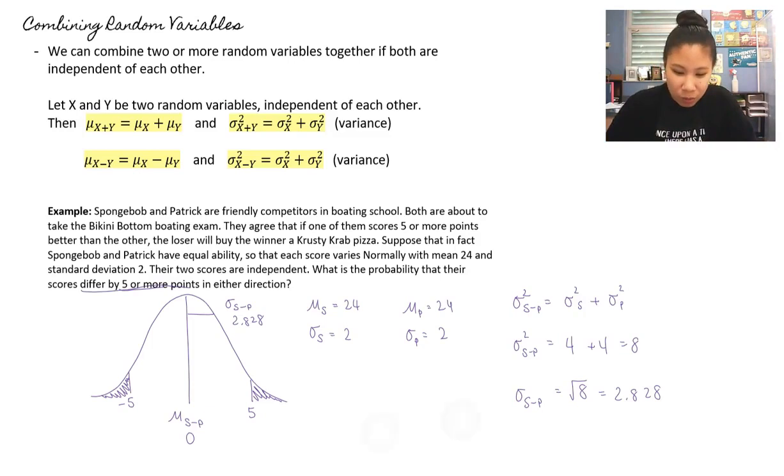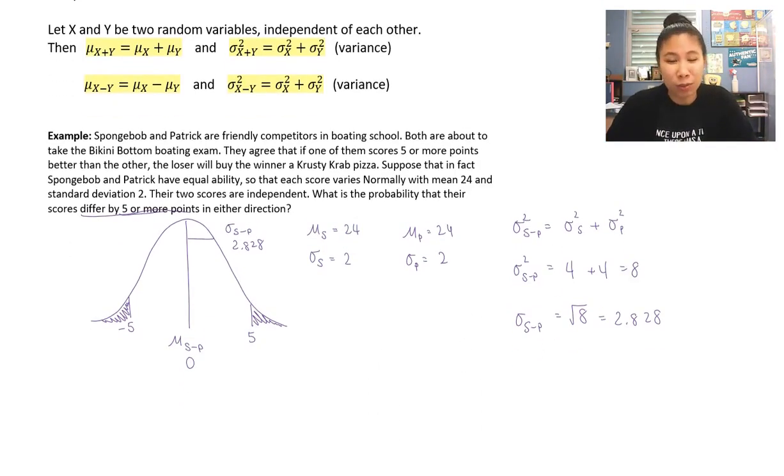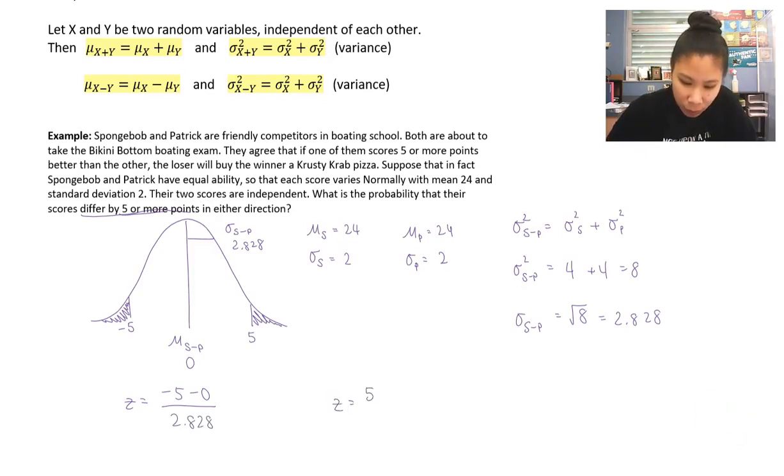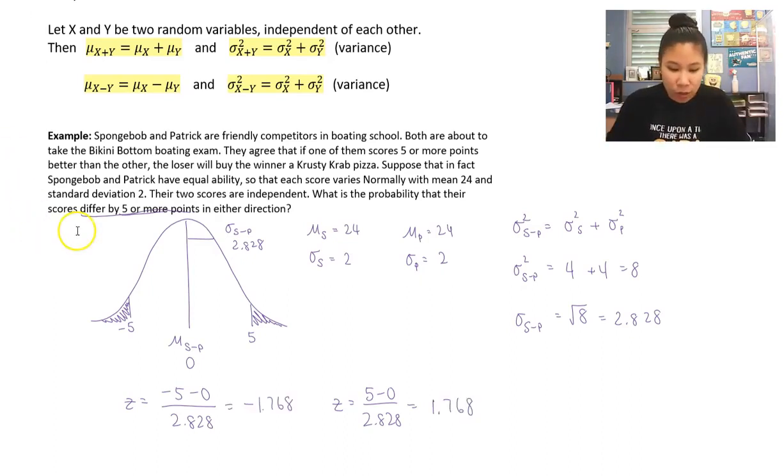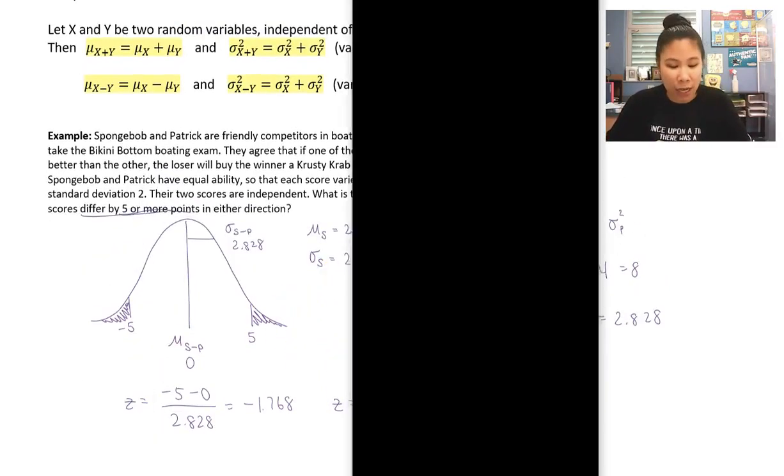All right, so at this point, we do our problem like normal. We find our z-scores for each. So we have -5 minus a mean of 0 divided by the standard deviation of 2.828. We'll also have a z-score of 5 minus 0 divided by a standard deviation of 2.828, which is really the same z-score, just one positive, one negative. So I got z-scores of plus or minus 1.768. Again, I'm going to do this probability in the calculator just to save me a little time so I don't have to use the table.